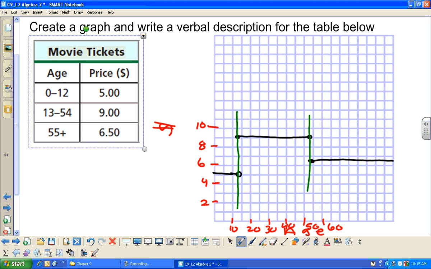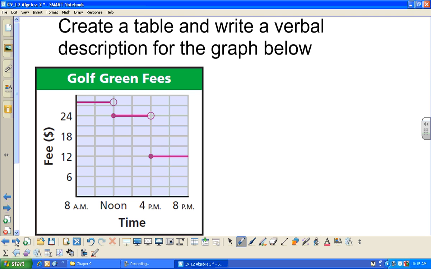So whenever you do your vertical line test, if there's an open circle, that means it is not including that value. Just how we also graph inequalities. Open circle, not including that value. Closed circle, including that value.